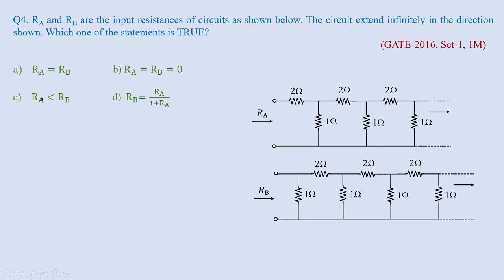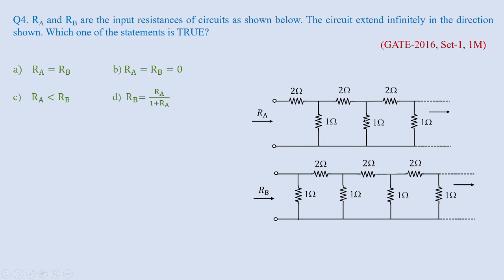Now, in question 4, you can see RA and RB are the input resistance of the circuit as shown below. The circuit is extended infinitely in the direction shown. So which one of the statements is true? Whether RA is equal to RB, or RA is equal to RB is equal to 0, or RA is less than RB, or RB is equal to RA plus 1 by RA.